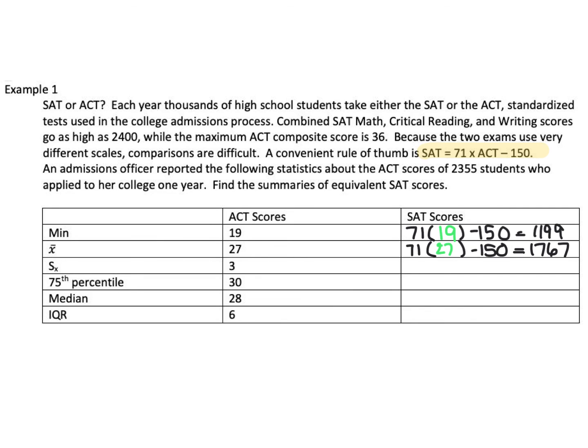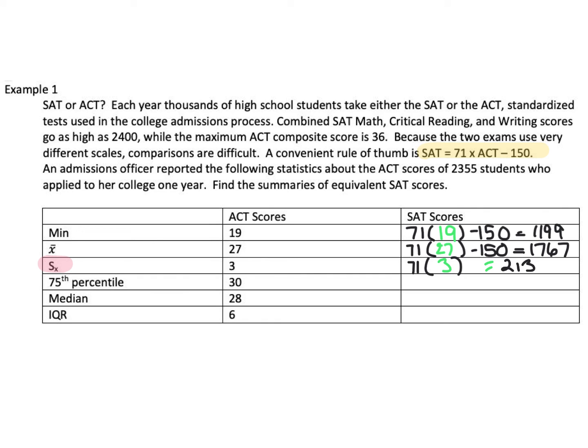The next one is the standard deviation. Now, standard deviation is a measure of spread, and you need to be cautious with measures of spread. They're the ones that just work a little bit differently because they are not impacted by addition and subtraction. They're only impacted by multiplication and division. So I'm just going to do 71 times 3 to get a standard deviation of 213 points.